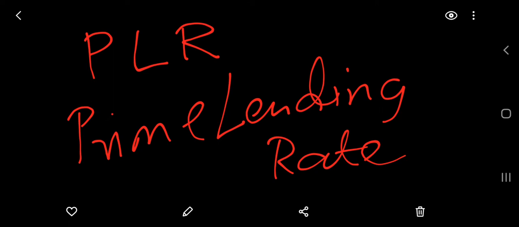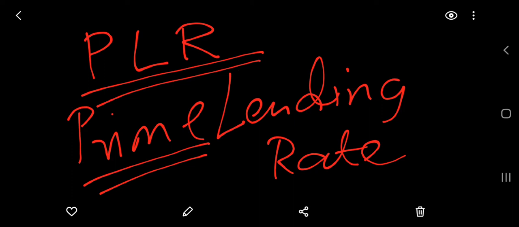What is this prime lending rate? Now you'll have to understand the development of the banking system. How did this banking system develop? The banking system developed with rich people and then it moved on to the poor people. So when the banking system started, the focus was mainly on the prime customers. Who are prime customers? Prime customers means people who are capable of repaying their loans. So from there, this PLR system was there. That is the prime lending rate.